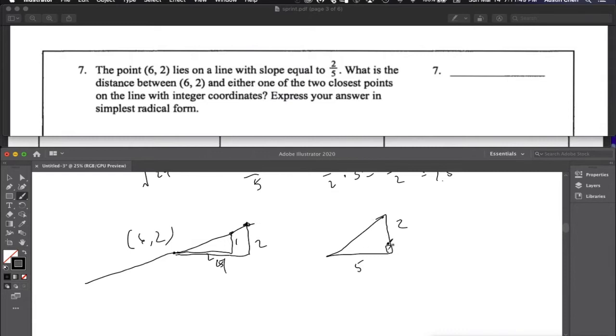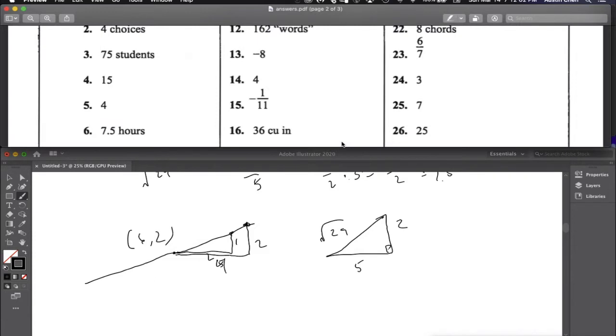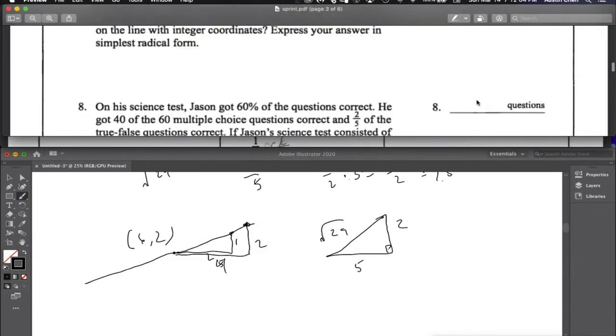And this is a right triangle, obviously, because we're going in the x direction and in the y direction. So then this distance you could just solve by the Pythagorean theorem, which is going to be root of 29, and that is our answer. Okay.